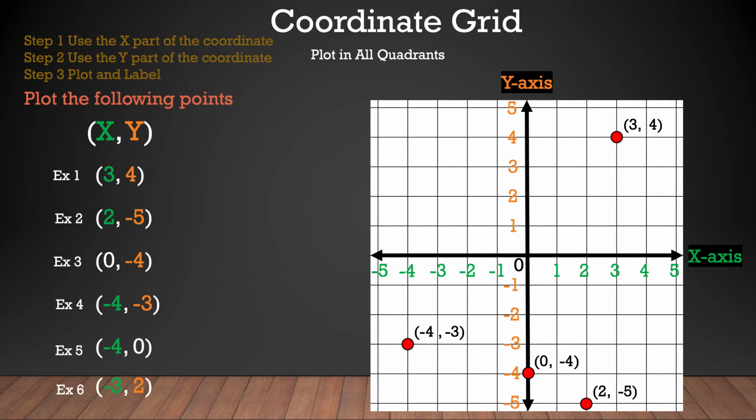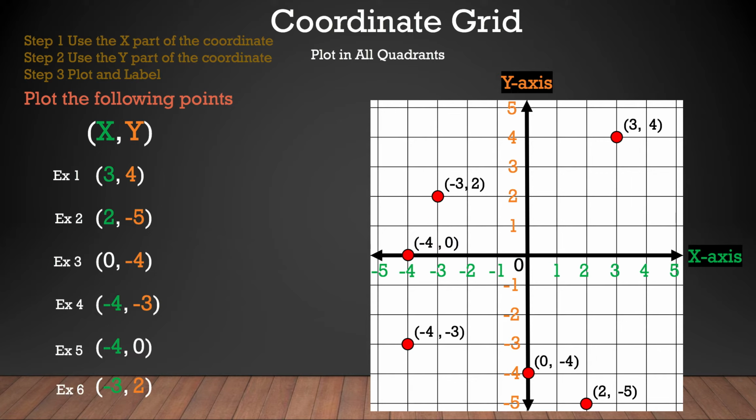Now let's take a look at the ordered pair (-4, 0). This time, once again, we're going to go 4 to the left because it is negative, and therefore we go there. And then it says 0 for the y part, so we don't go anywhere. And then finally, we plot, we label, and there example 5 is done. Now let's take a look at example 6. This time we go left 3 because it is negative. And then finally, we go up 2, and we plot, we label, we get (-3, 2). Okay, so now we're done with this example.